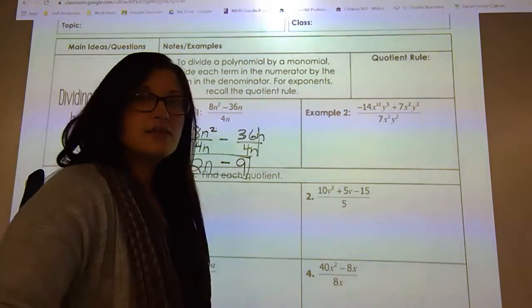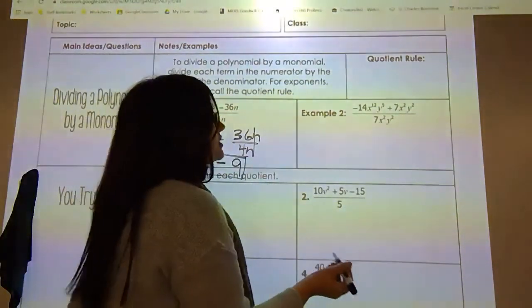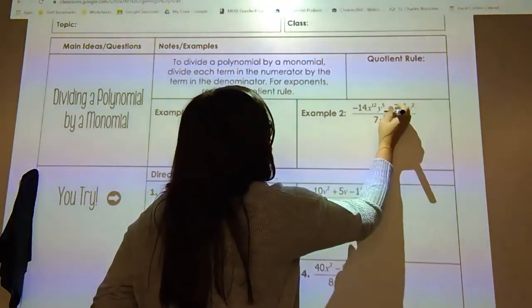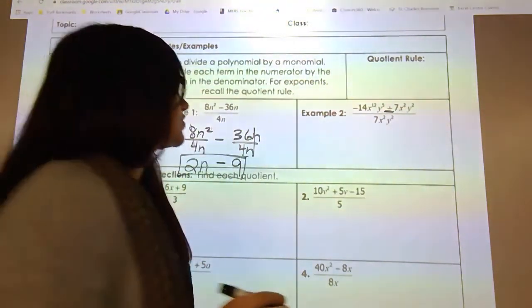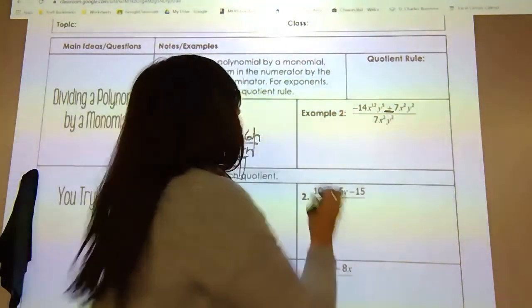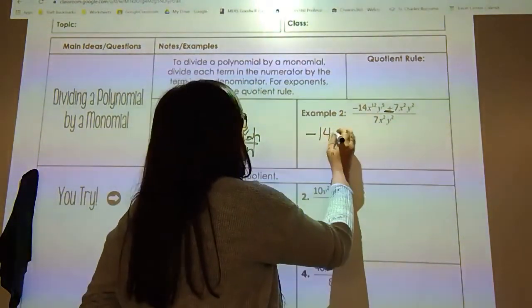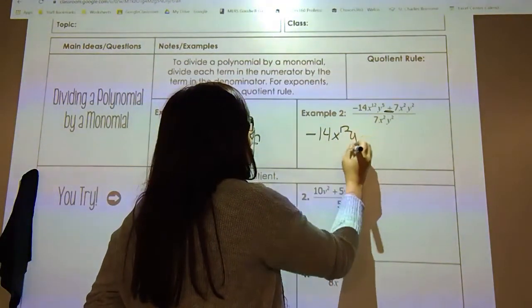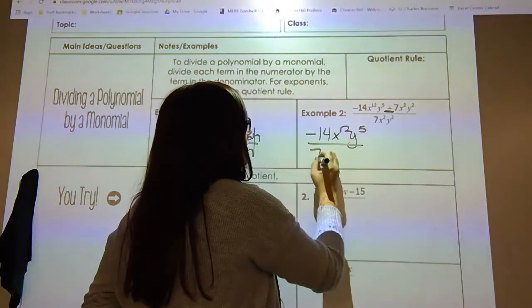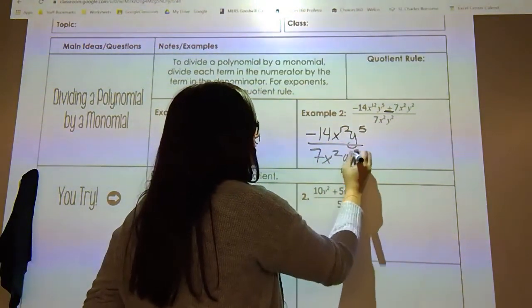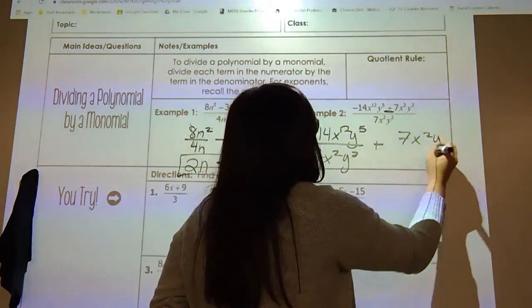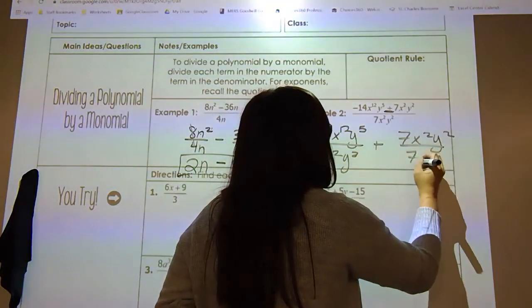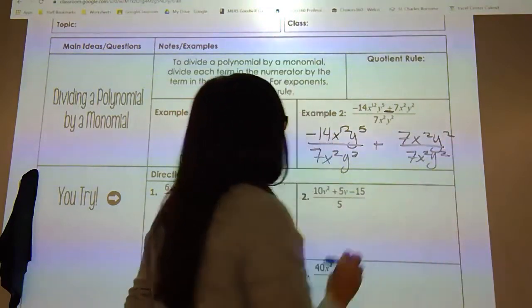All right, same thing I've got going on here. I want to separate this. You know you have separate terms if you see a plus sign or a minus sign in between a bunch of variables, okay? That's what splits them into different terms. So I have negative 14x to the 12th y to the 5th divided by 7x squared y squared, plus 7x squared y squared, all over 7x squared y squared, okay?